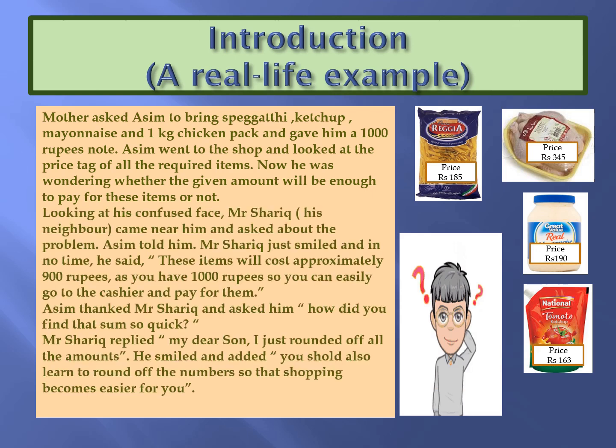Looking at his confused face, Mr. Sharik, who was his neighbor, came near him and asked about the problem. Asim told him. Mr. Sharik just smiled and in no time he said, "These items will cost approximately 900 rupees. As you have 1,000 rupees, so you can easily go to the cashier and pay for them."